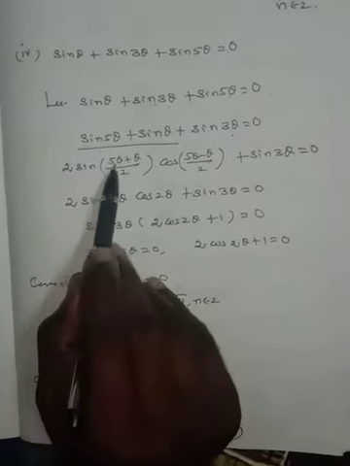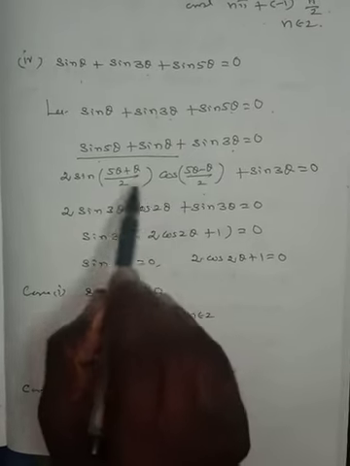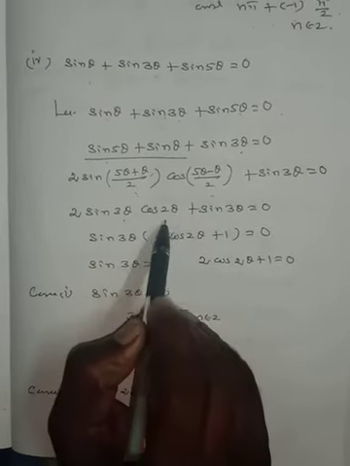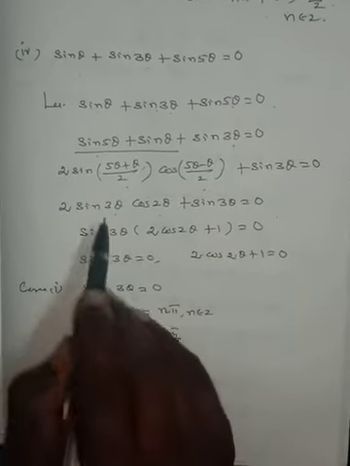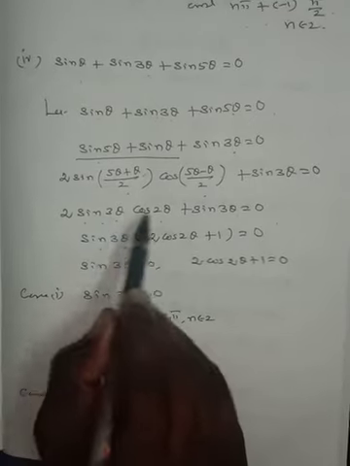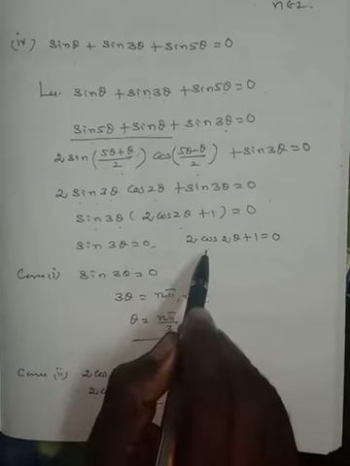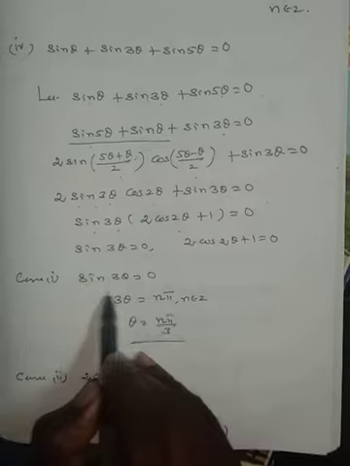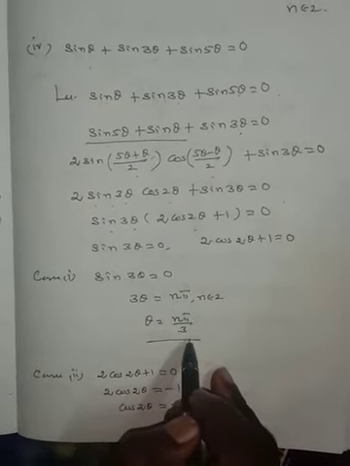Therefore 2 sin (5 theta plus theta) divided by 2 into cos of (5 theta minus theta) divided by 2. 5 theta plus theta is 6 theta, 6 theta divided by 2 is 3 theta. 5 theta minus theta is 4 theta, 4 theta divided by 2 is 2 theta, plus sin 3 theta is equal to 0. Common sin 3 theta. The remaining part is 2 cos 2 theta plus 1 is equal to 0. Sin 3 theta is equal to 0, or 2 cos 2 theta plus 1 is equal to 0. Case number 1: sin 3 theta is equal to 0, 3 theta is equal to n pi, theta is equal to n pi divided by 3.